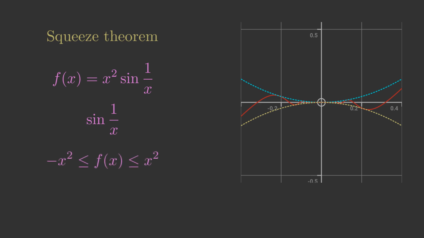It can be difficult to find the limit of f of x as x approaches 0 using the normal method. That is because sine of 1 over x has no limit at 0. However, the squeeze theorem tells us that the limit of f of x must be 0, because both x squared and minus x squared have limits of 0 at that point. Since f of x is squeezed between these two functions, it too must have a limit of 0.